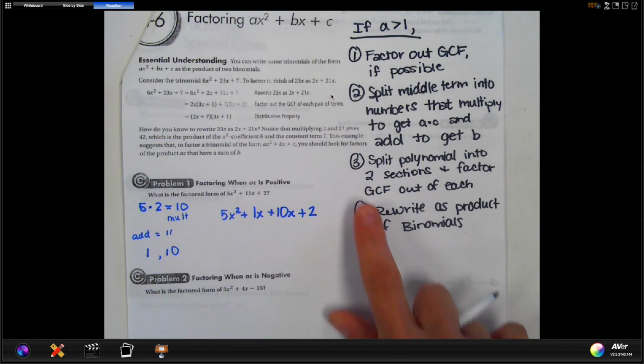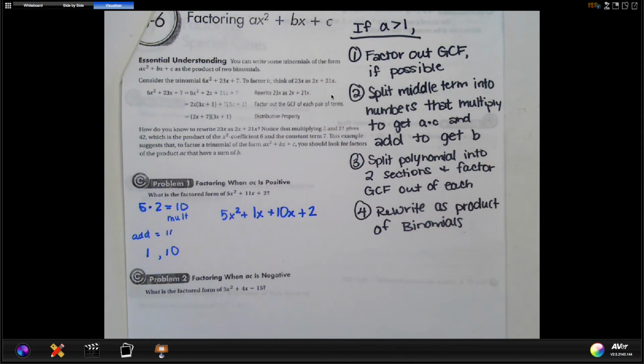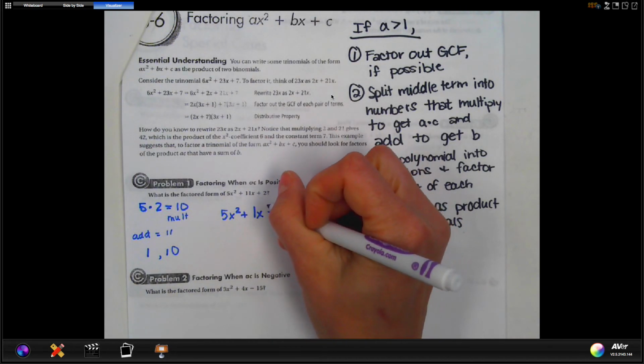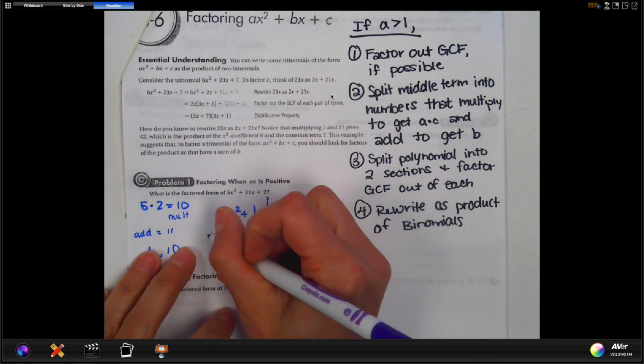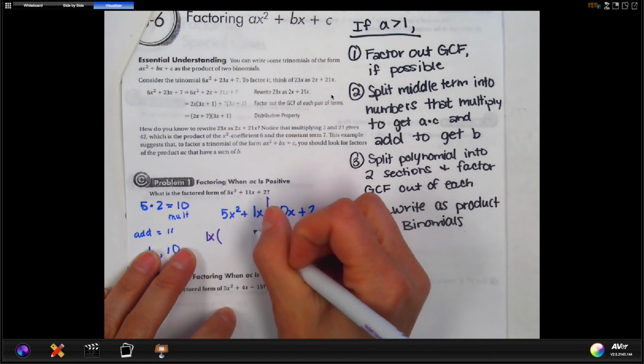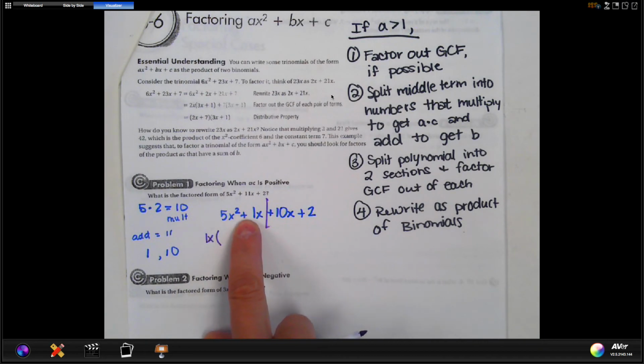And here's what you do. So now we're on step 3. Split your polynomial into 2 sections and factor the GCF out of each section. So what I mean by that is we're going to split this down the middle, basically. All right? So I'm going to factor out the greatest common factor of 5x squared and 1x. What would be the greatest common factor there? 1x, okay? So if I factor that out, remember, that means I'm putting parentheses back in. So I'm really dividing each of these terms now by 1x.